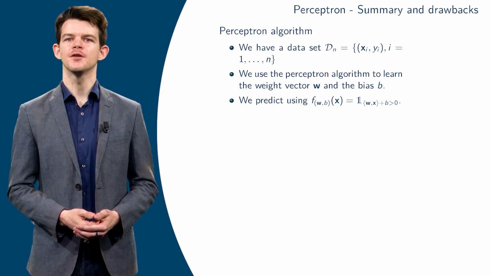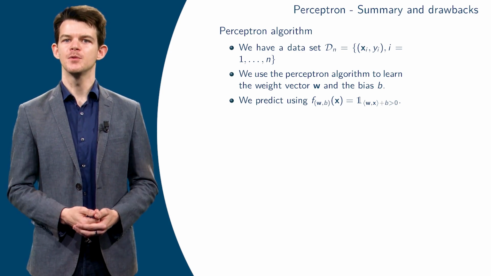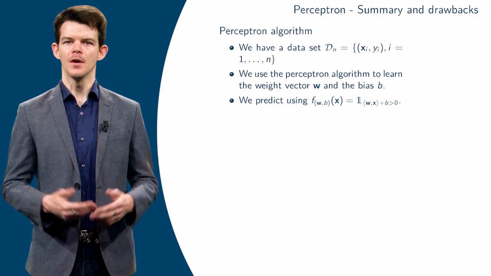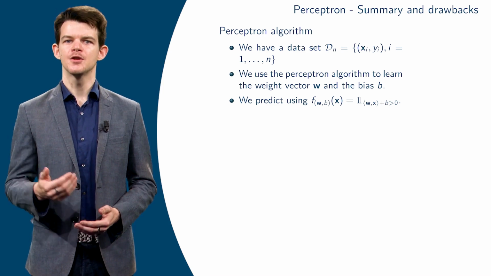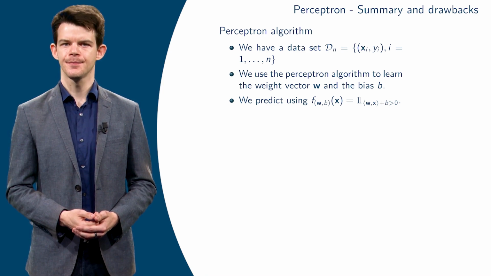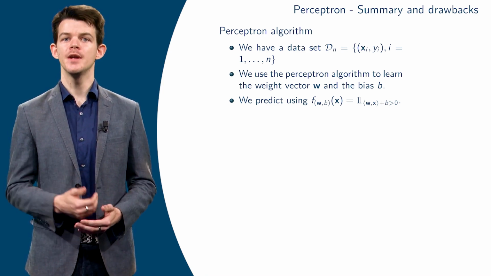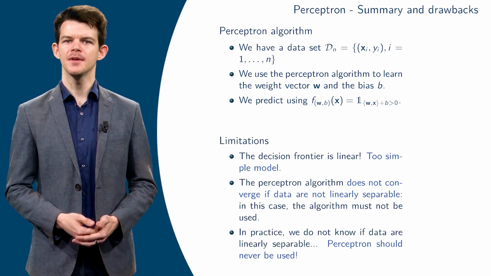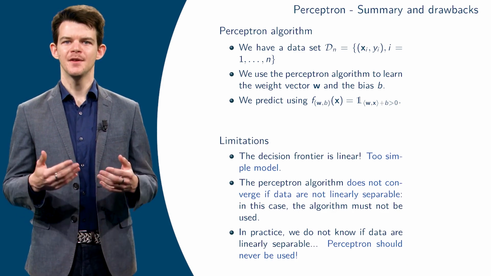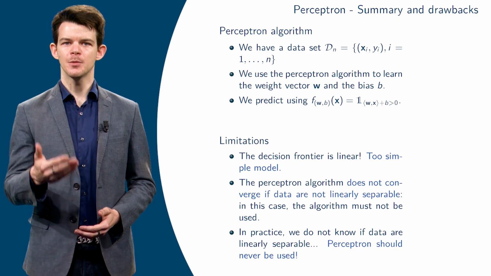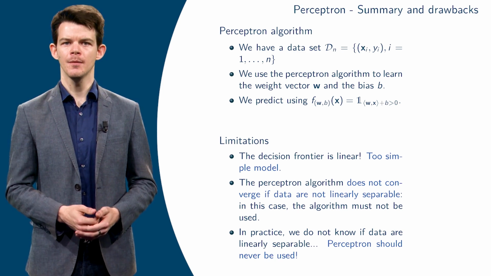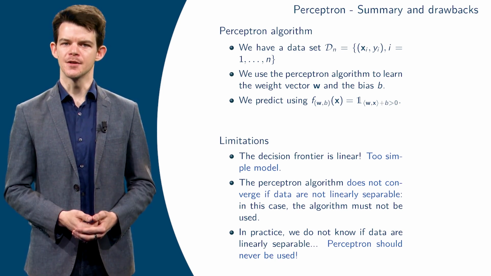In summary, we have seen that the perceptron is a model, a neuron, and an algorithm to learn the weights and the bias of such neuron. To this aim, you need to have a dataset. Once the weights and the bias have been learned, the decision function is simply an indicator function of the linear combination given by the weights and the bias. This decision function is linear and thus really simple. One strong limitation of the perceptron is that it converges only when the data are linearly separable. In particular, if the data are not linearly separable, you know that the perceptron algorithm does not converge. Since in practice you cannot be sure that the data are linearly separable, you must never use the perceptron algorithm.